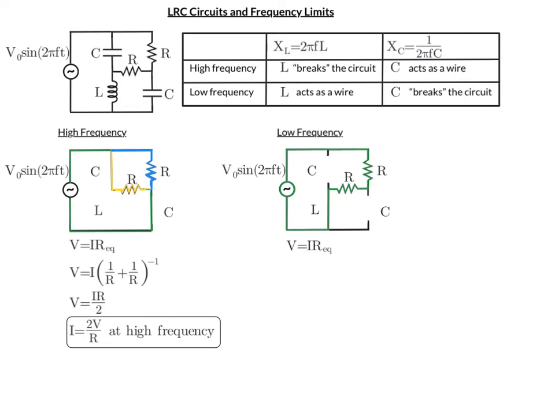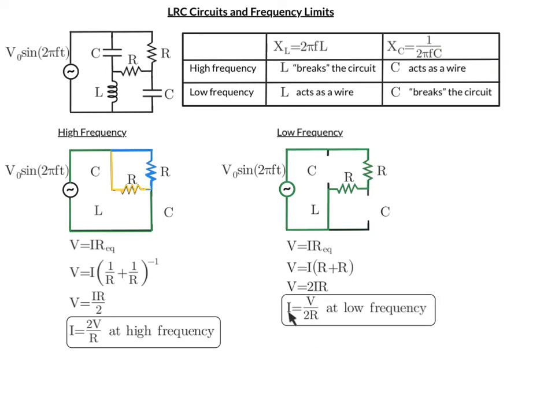Then, by Ohm's law, the RMS voltage in the circuit is equal to the current through the circuit times the equivalent resistance. This time the resistors are in series, so we have voltage is current times the sum of the resistors. And that means that the voltage is 2I times R. But again, what we're interested in is the current more than the voltage, because the voltage was set. And now with a different set of components here, the current will change. So for low frequency, the current will be voltage divided by 2R.